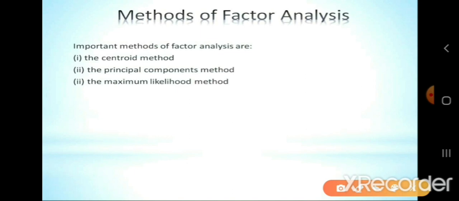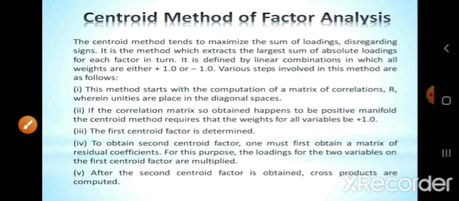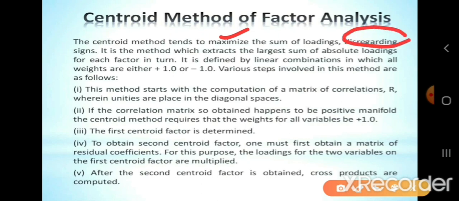Next, there are basically three methods of factor analysis. Number one is the centroid method, then the principal component method, and maximum likelihood. So first we will understand the centroid method of factor analysis. This method is based on the maximization of the sum of loadings, and it disregards the sign of scores. Okay, so it is the method which extracts the largest sum of absolute loadings in each factor.